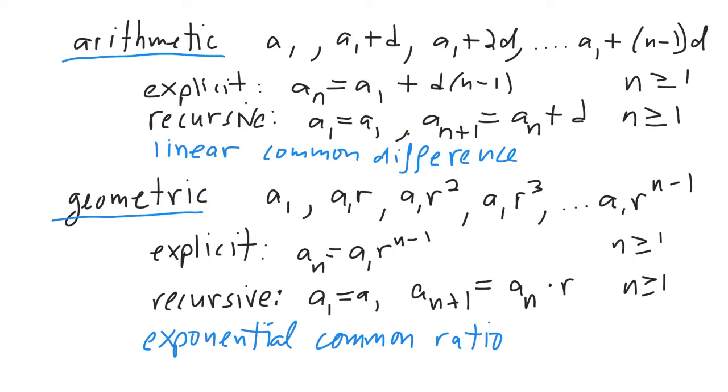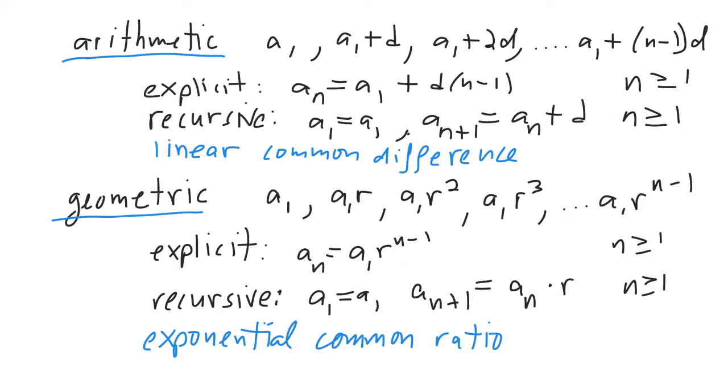For geometric, it's really an exponential situation because instead of adding a common difference, we multiply by a common ratio. A common ratio could be a positive or negative number that we multiply our initial value by. Notice again, to get the second term, we multiply by the common ratio to the first power. To get to the third term, we multiply by the common ratio to the second power. So to get to the nth term, we multiply the initial value times the common ratio to the n minus 1 power. So there's our explicit formula.